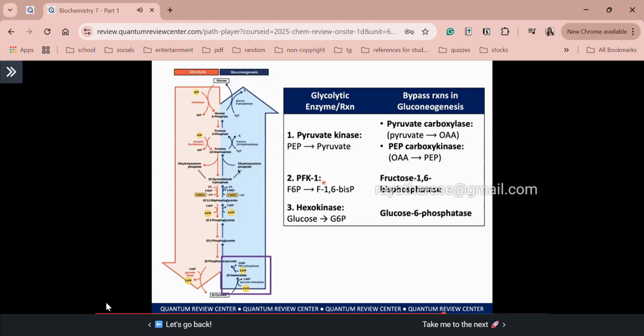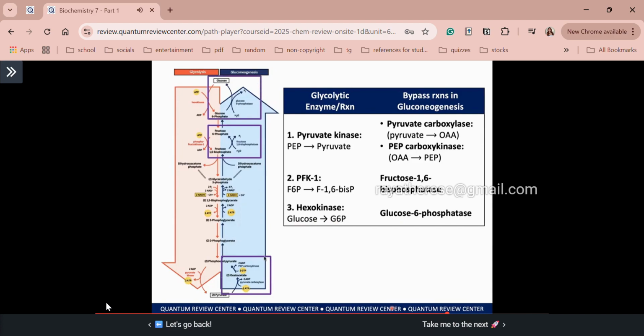Secondly, PFK1, as we know, catalyzes the reaction fructose 6-phosphate to fructose 1,6-bisphosphate. For gluconeogenesis, our bypass enzyme is fructose 1,6-bisphosphatase, catalyzing the reverse reaction from fructose 1,6-bisphosphate to fructose 6-phosphate. In our pathway, it is located in front of our glycolytic reaction, but farther to the start of the gluconeogenic pathway. And lastly, hexokinase is bypassed by glucose 6-phosphatase, or G6Pase. The main reaction for glucose 6-phosphatase is simply the reverse of the hexokinase reaction, from G6P to glucose.